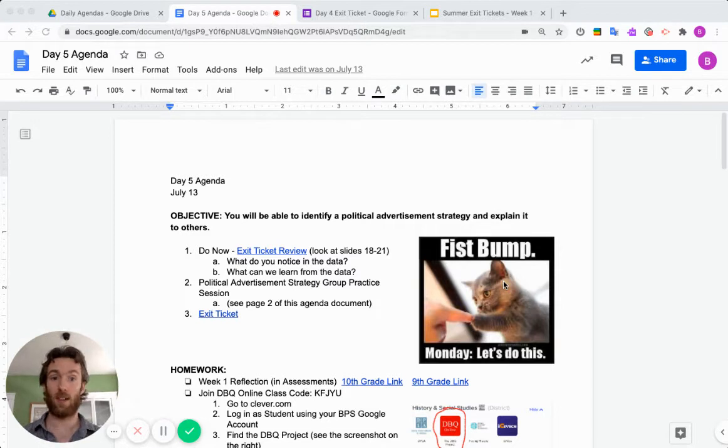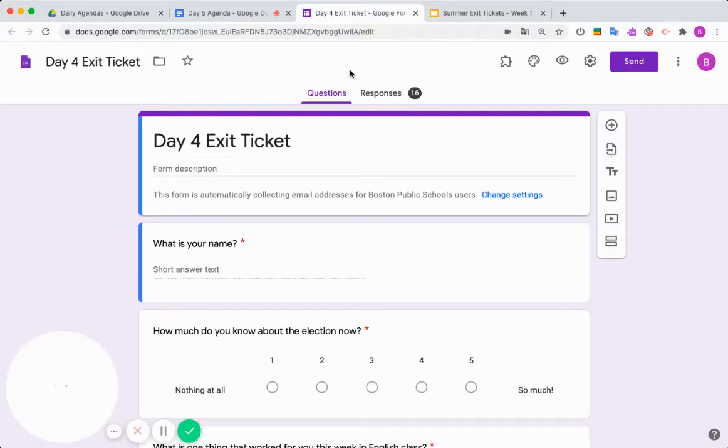So here's an example agenda. It was a Monday. It was day 5 of our summer school class. You can see the do now was to look at the exit ticket review. We had some other activities in the middle of class, and then they had an exit ticket.